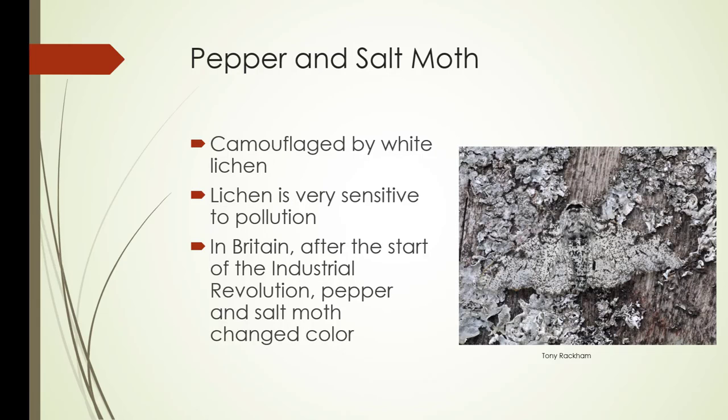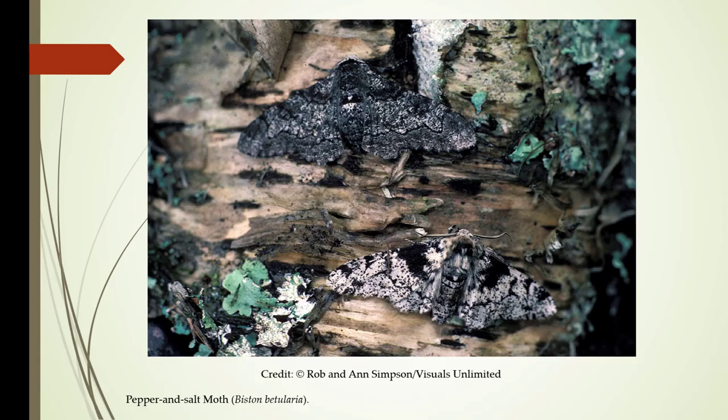So this is the pepper and salt moth. Sometimes you see this called peppered moth. They were camouflaged by this white lichen, and lichen is very sensitive to pollution. In Britain, after the start of the Industrial Revolution, the pepper and salt moth changed color. Blending into the lichen helped them be protected from birds. And once the lichen was gone, there was soot all over the plant material. And this is what they would look like in that upper portion.